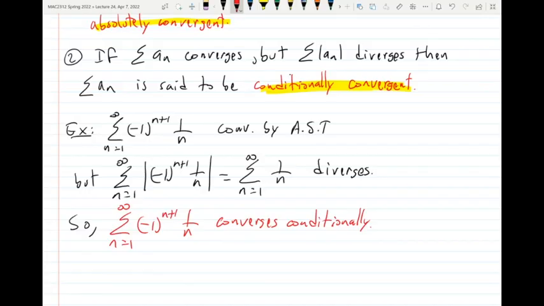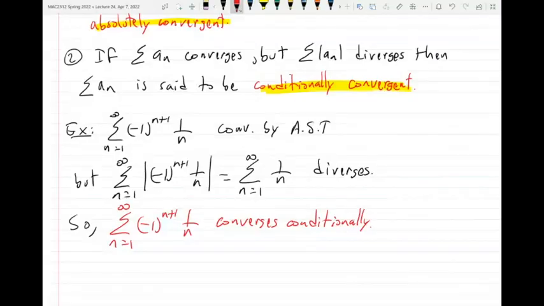Are we good with this? For example, if this would have been 1 over n squared, then when you take the absolute value, it will still converge. You will have 1 over n squared. And what do you know about that one? It converges, use a p-series. So what type of convergence will we have in that case? Absolute convergence. Do you understand this?